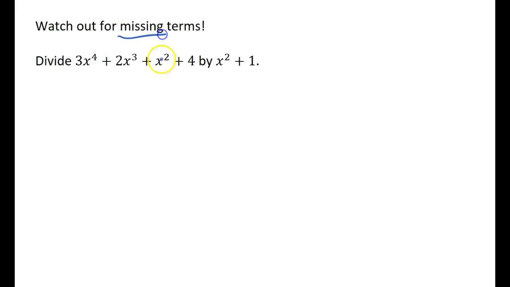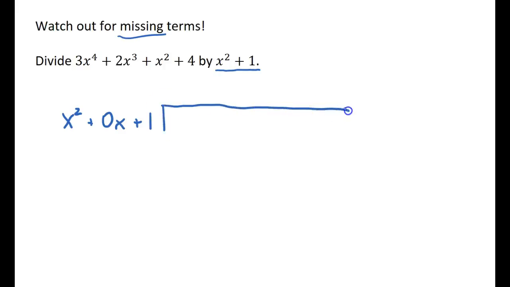Okay, one last example. Watch out for missing terms. Okay, so here we go. Notice that my divisor is x squared plus 1. I'm missing an x term, so we have to include that, okay? So I'm going to go x squared plus 0x. There's my missing term I'm filling in, plus 1. And over here, my polynomial, I've got 3x to the 4th plus 2x cubed plus x squared. And I don't have an x term here, so I need to fill that in. And then finally, plus 4.